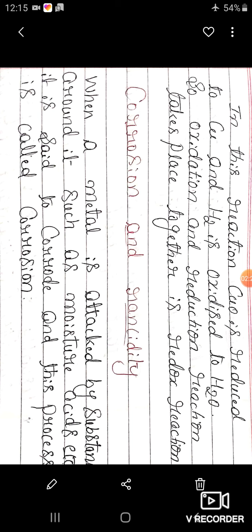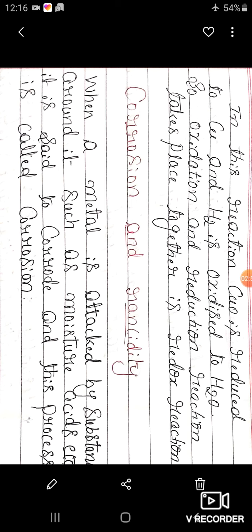And then corrosion and rancidity. You know about corroded metals. So what do you mean by corrosion? What is the importance of corrosion? Let us see. When a metal is attacked by a substance around it, such as moisture or acids, it is said to corrode, and this process is called corrosion.